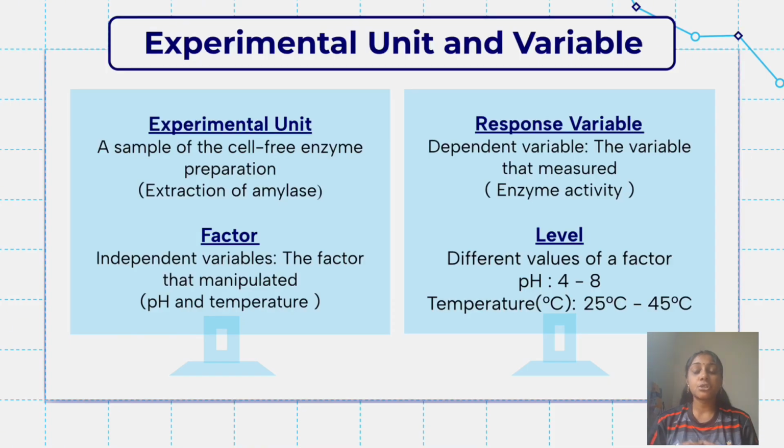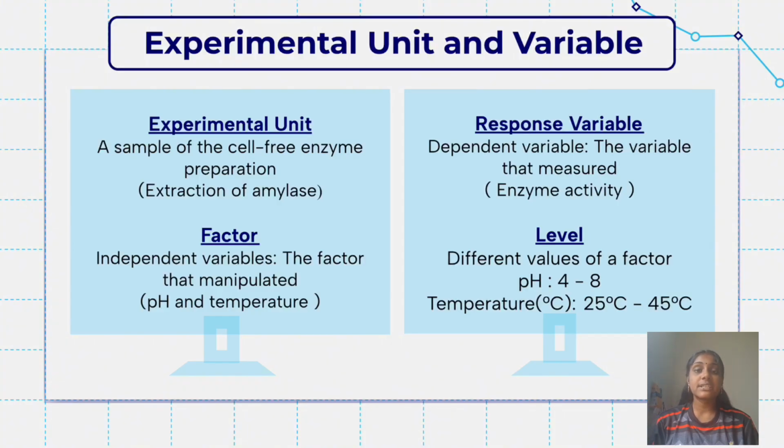Just now we know there are two factors in this experiment. Now we identify the levels of this experimental design. Level is the different values of a factor. So for this experiment, the levels for the factor pH could be pH 4, pH 6 and pH 8, while the factor temperature could be 25 degrees Celsius, 30 degrees Celsius and 35 degrees Celsius. Each factor can have multiple levels, which represent the different conditions under which the experiment is conducted.